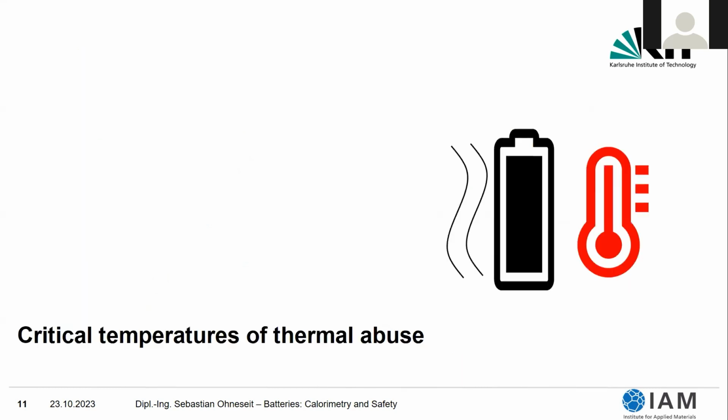Now, let's have a look at some critical temperatures of the thermal abuse. We are looking again at the same experiment, but now we are not looking at the temperature rates, but at different important temperatures. And we will compare them between the different cells. And now in one graph, you will see different states of charge.